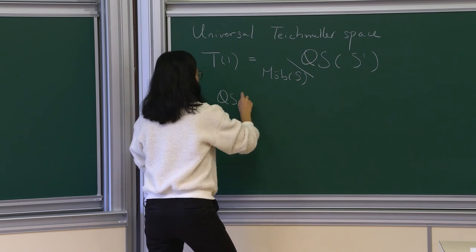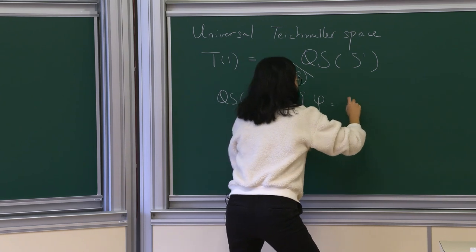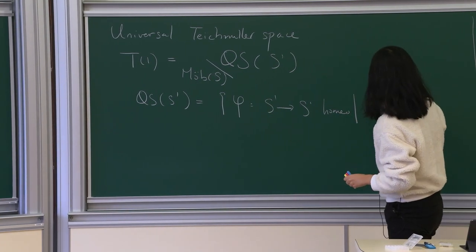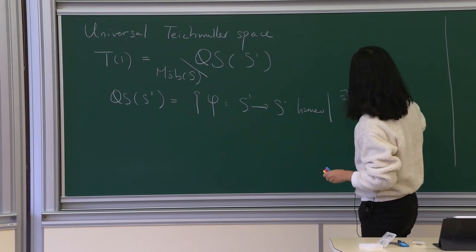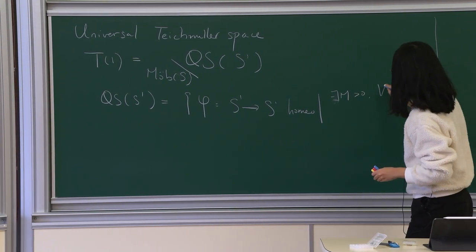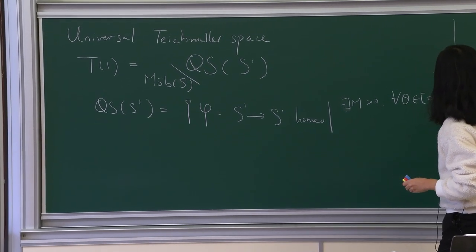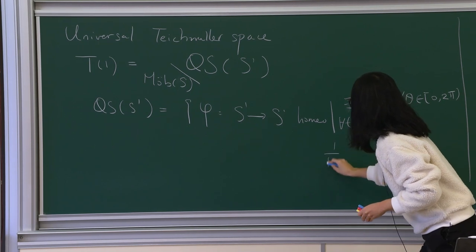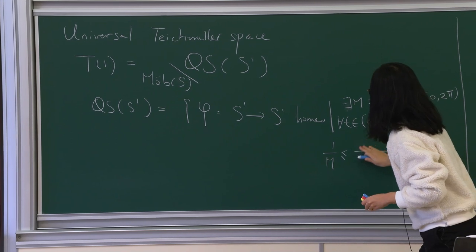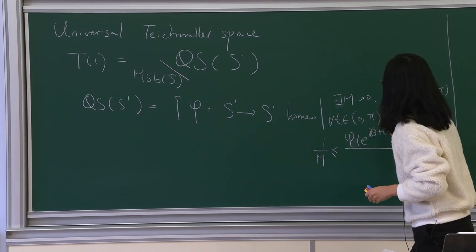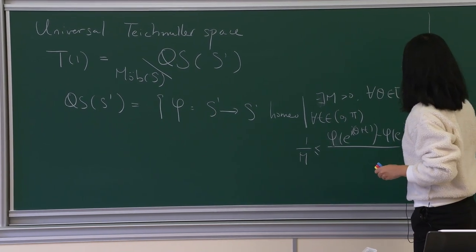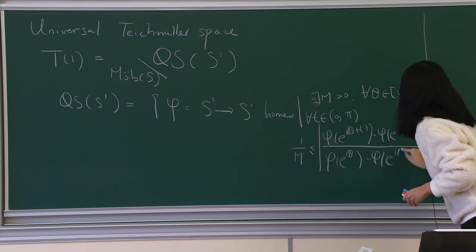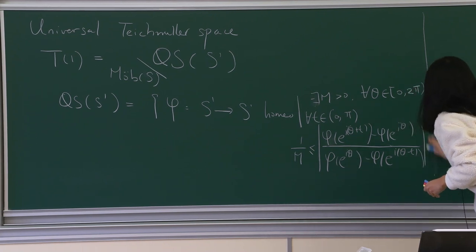Here, QS of S1 is the family of circle homeomorphisms with the property that there exists M such that for any theta between 0 and 2 pi, and any t between 0 and pi, I have 1 over M less or equal to the ratio of phi of e^{i(theta+t)} minus phi of e^{i theta}, over phi of e^{i theta} minus phi of e^{i(theta-t)}, less or equal to M.